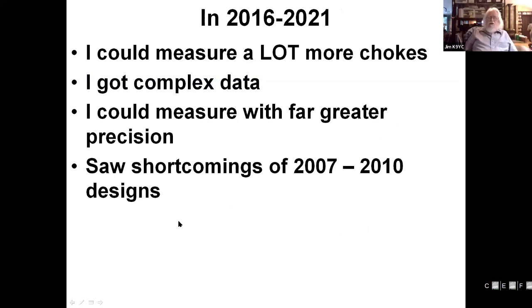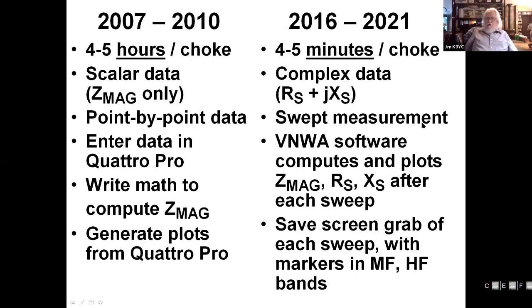So the difference between 2010 and 2021 was I could measure a lot more chokes. I could get complex data. I could measure with far greater precision. And this let me see the shortcomings of the original designs.